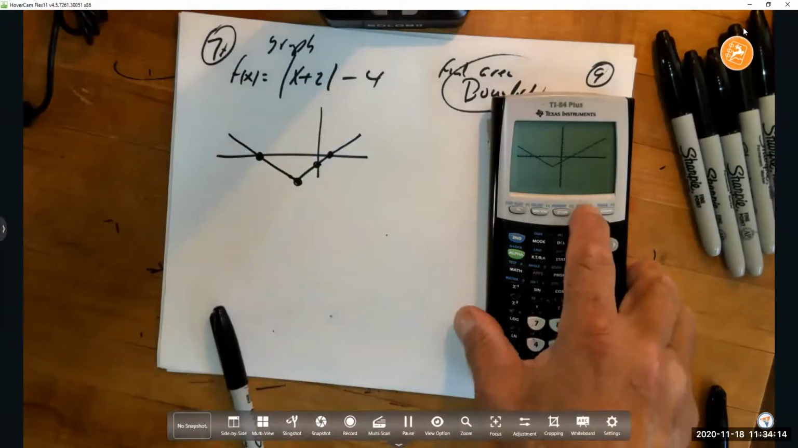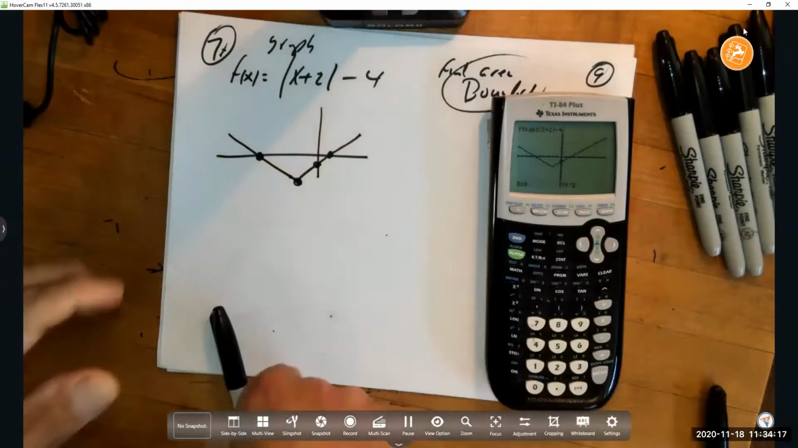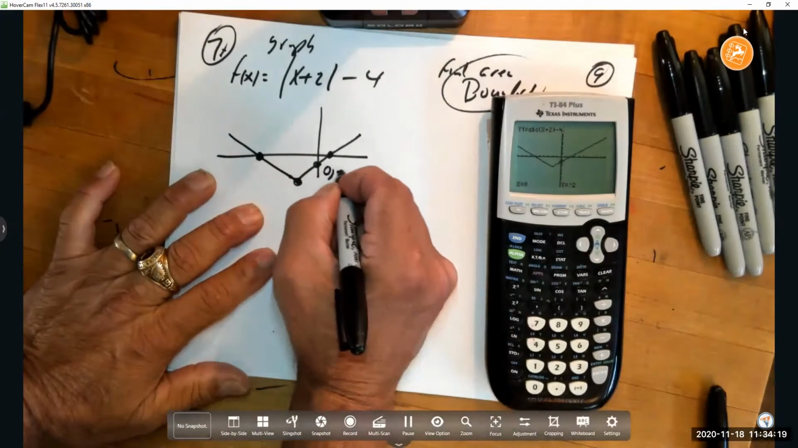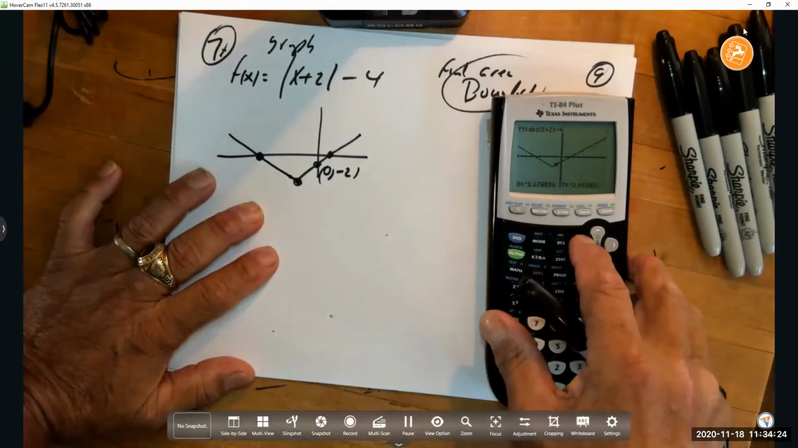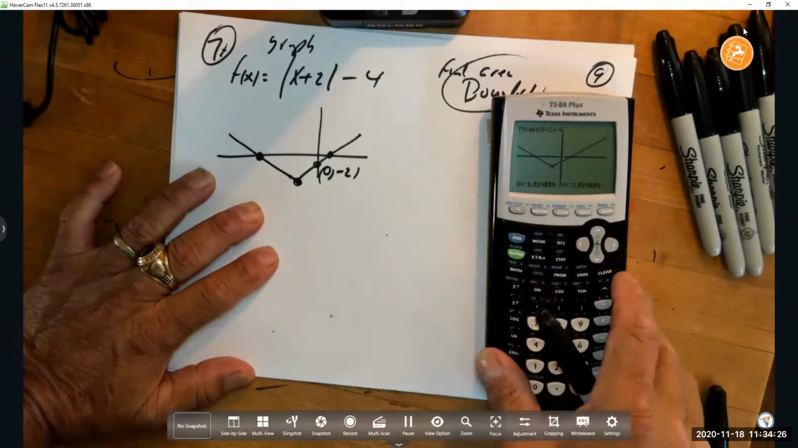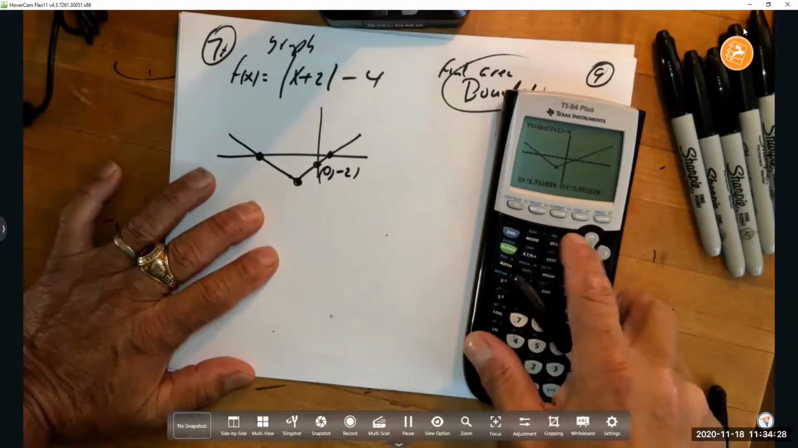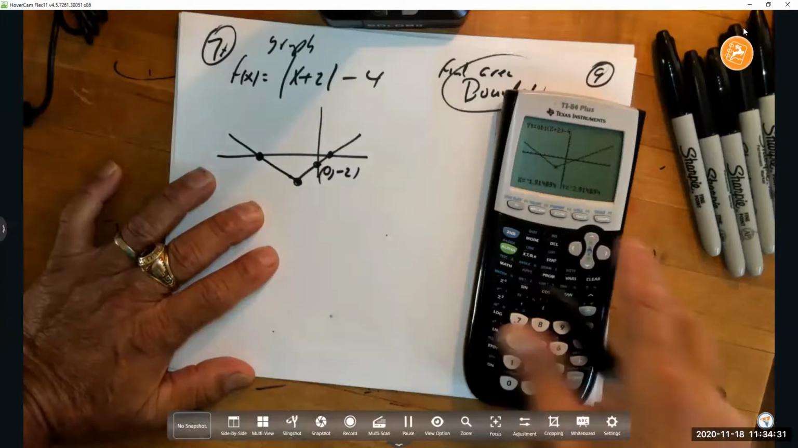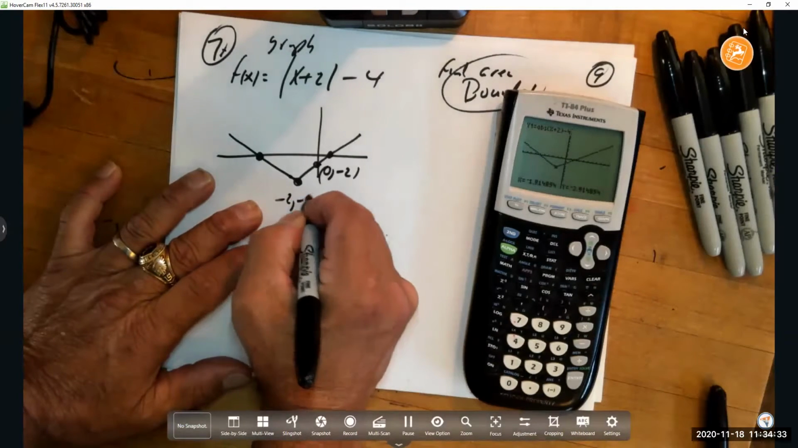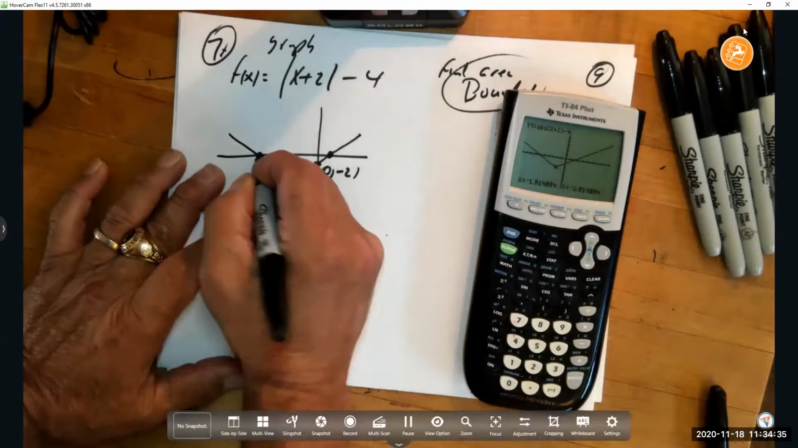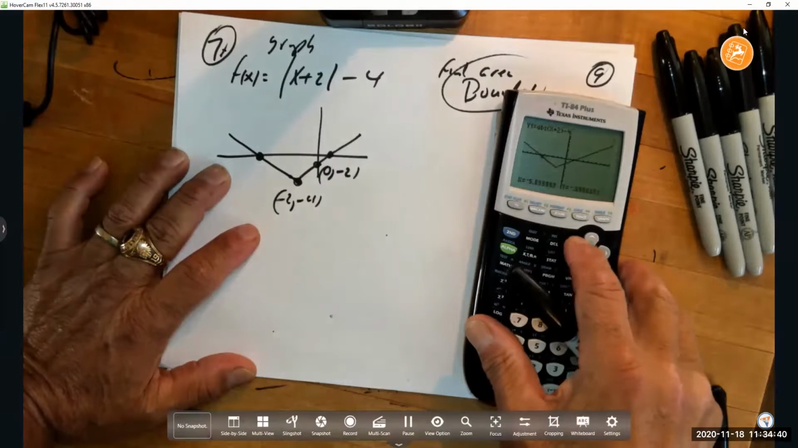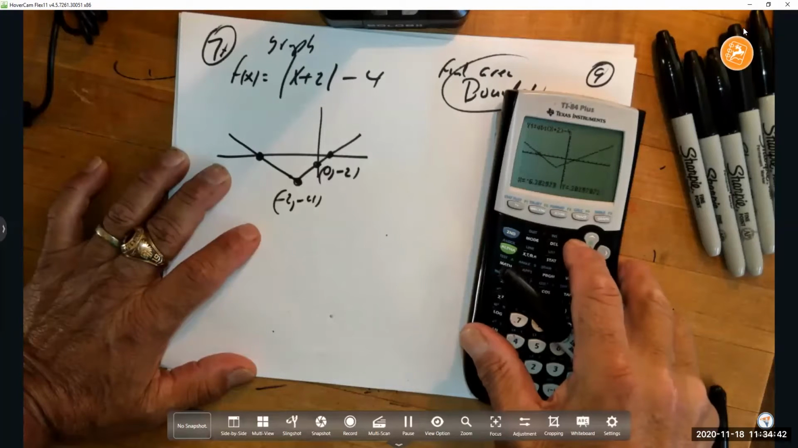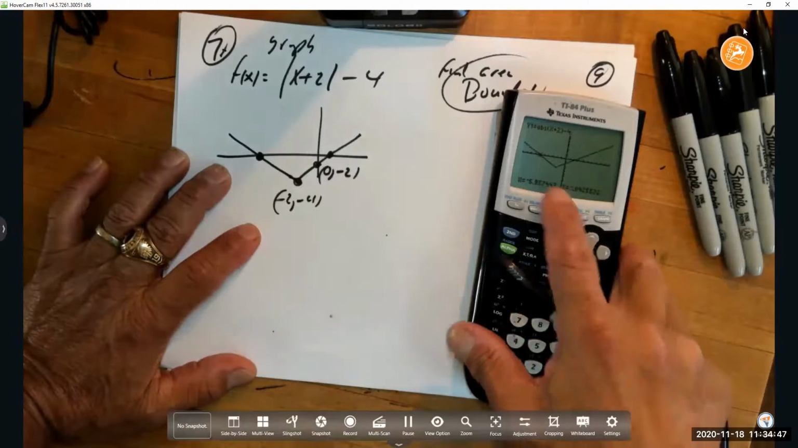So we do a trace. It says this is 0 and negative 2. And if I go to the left, it says that one's negative 2, negative 4. Negative 2, negative 4 is this spot right here. And this one, going to the left, looks like it's going to be negative 6. Yep, negative 6 and 0.